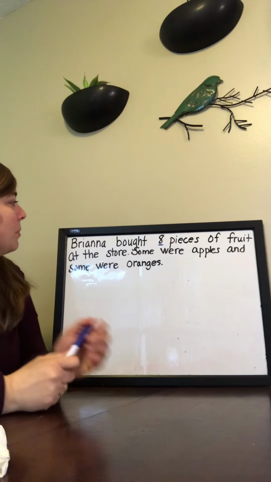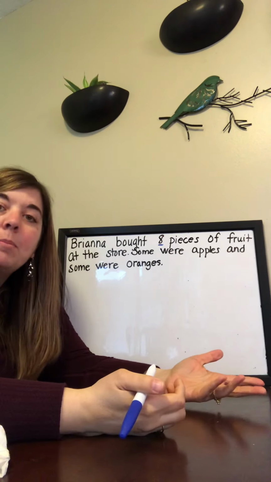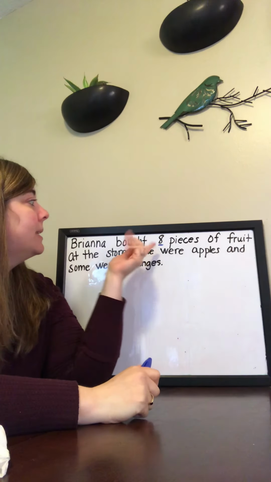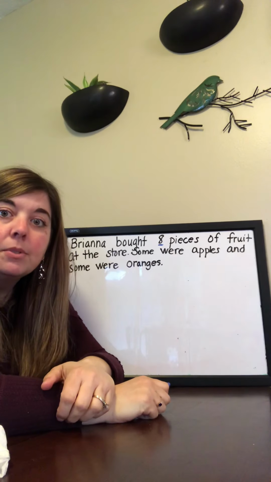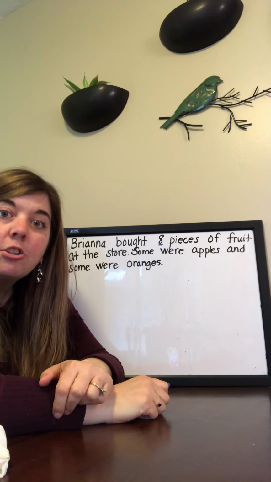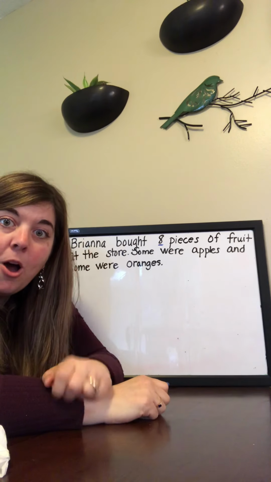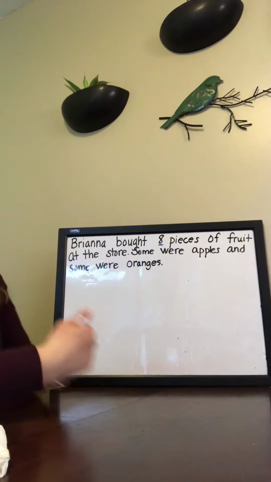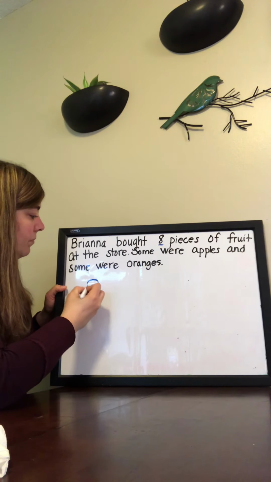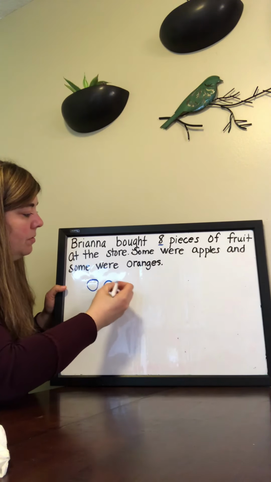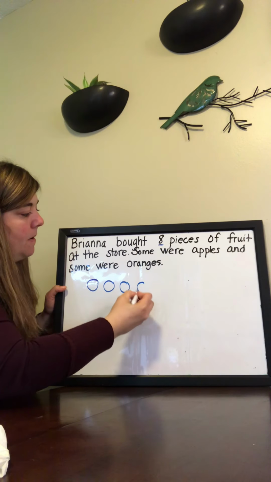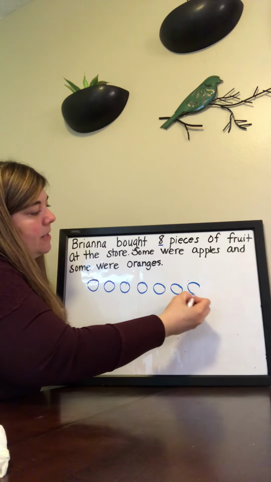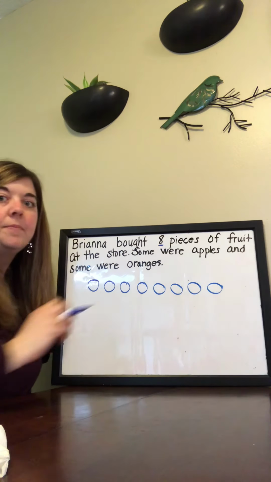All right, so Brianna bought 8 pieces of fruit, and we know some are apples and some are oranges. We've done problems like this before, but it's been a while. So what I want you to do is get started with drawing your 8 pieces of fruit. Go ahead and start drawing, and give me a pause, and then unpause when you have 8 pieces of fruit. 2, 3, 4, 5, 6, 7, 8.